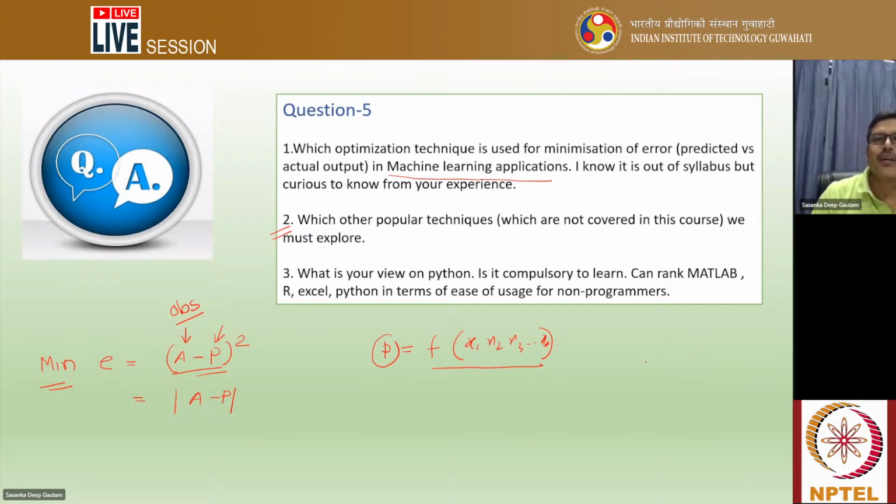Is it compulsory to learn? I think you can take one of them. You can also use MATLAB, but as I said, you have to purchase it, while R and Python are free software that you can download and use. If you do not have MATLAB, then use either R or Python. But Excel lets you solve an optimization problem without any coding. Using R or Python requires some coding knowledge, so if you don't want to learn that, you can use Excel Solver.